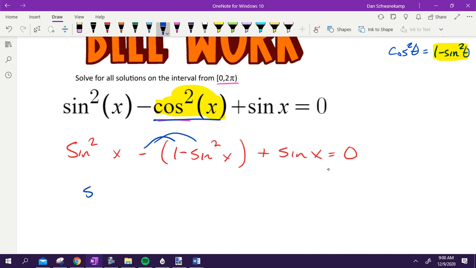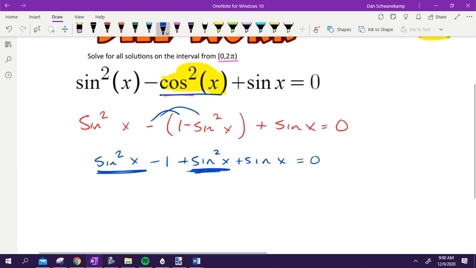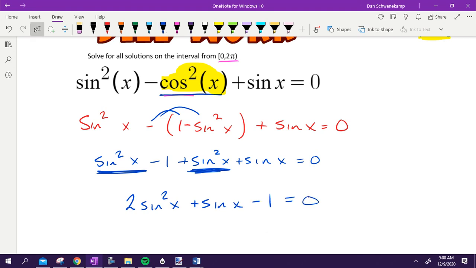I agree. So we've got sine squared x minus 1 plus sine squared x plus sine x equals 0. And I'm guessing everybody next combined like terms. You've got one sine squared x, you got another sine squared x. How many sine squared x's do you have? 2. 2 sine squared x plus sine x. And then I'm going to throw that minus 1 at the end, because what does that look like?